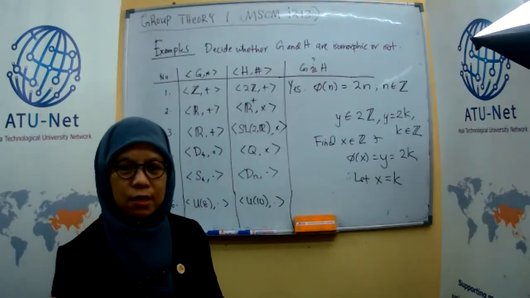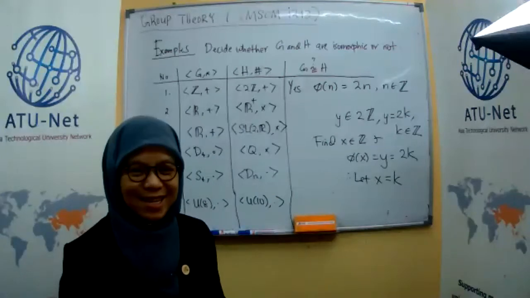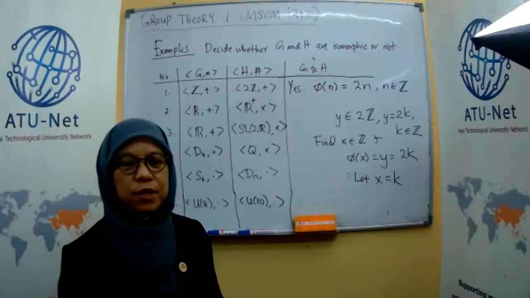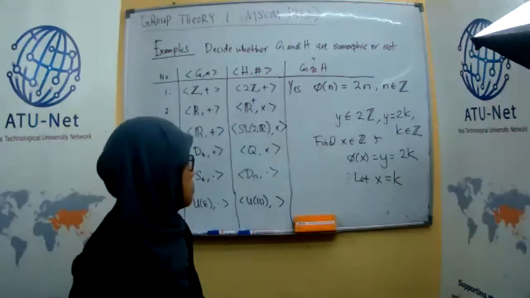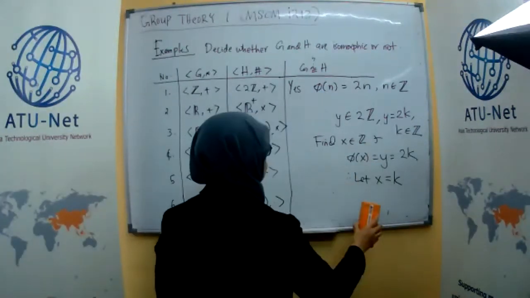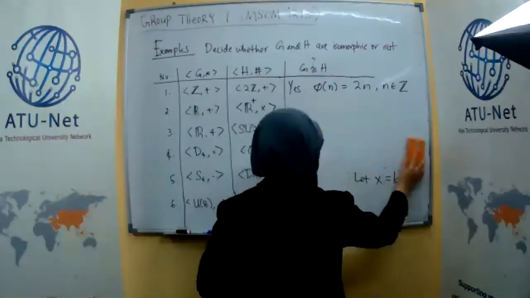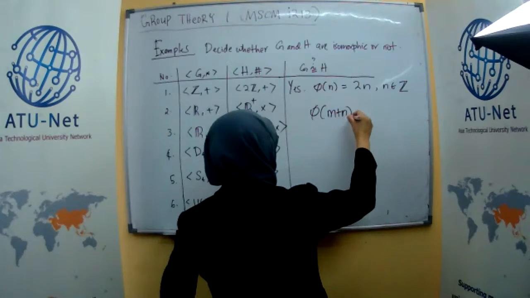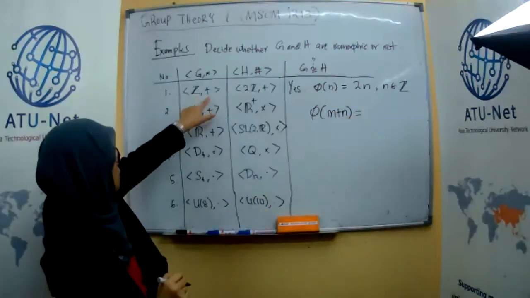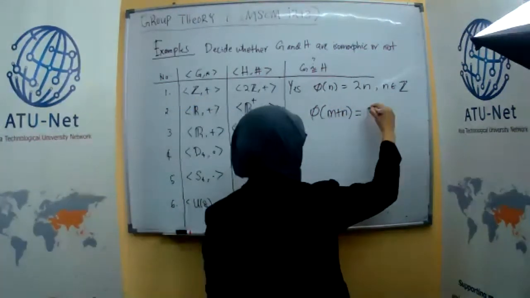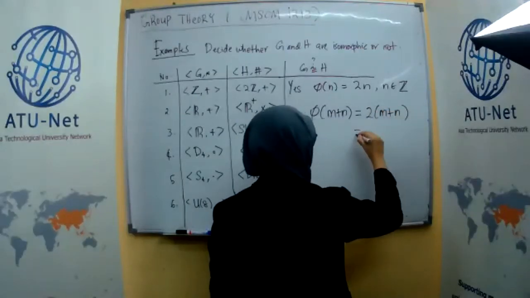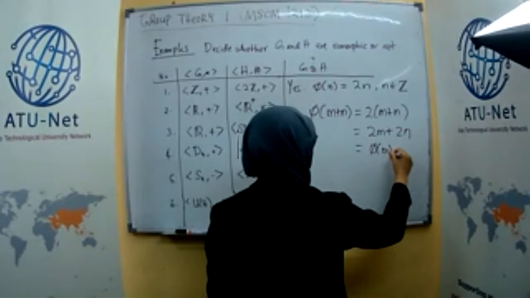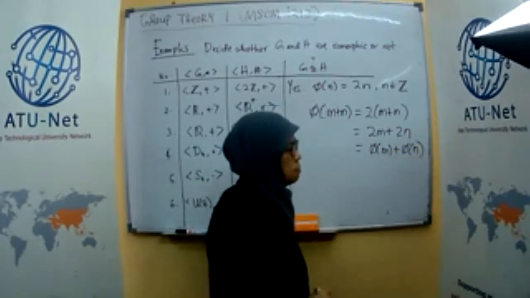Okay, Lava? One more, right? You have to show also preserve operation, or homomorphism. Okay, so this is onto. Phi of m plus n is 2 times m plus n, which is 2m plus 2n, which is phi m plus phi n.